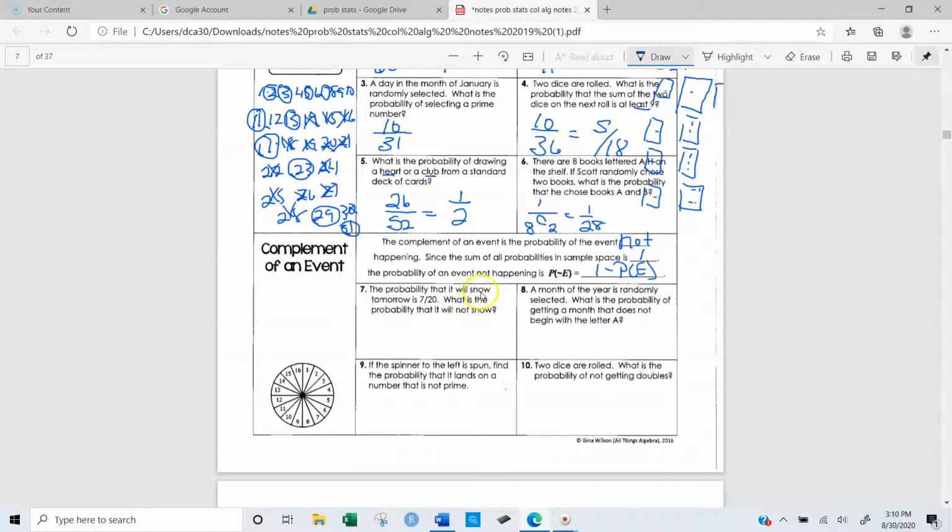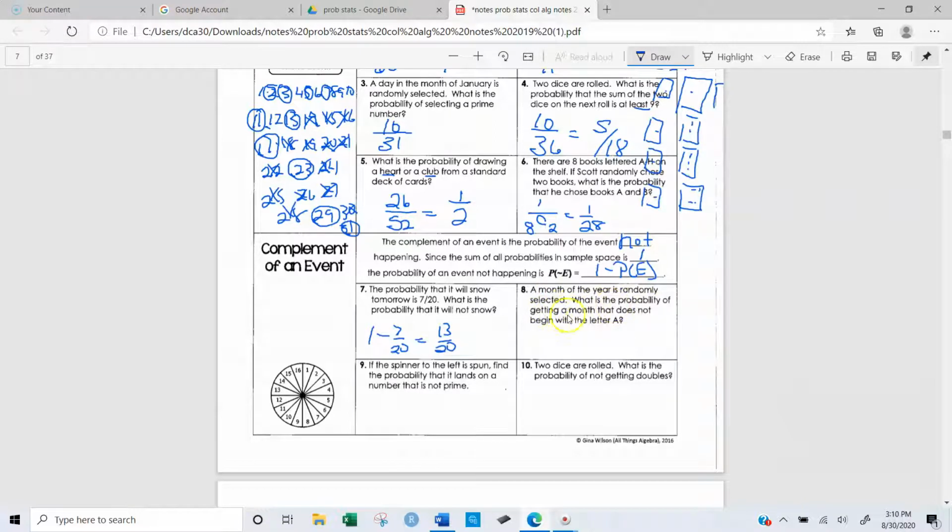So the probability that it will snow tomorrow is 7/20. What's the probability that it will not snow? Well, that's the exact opposite. So 1 minus 7/20 is, so there's a 13 out of 20 chance that it will not snow. Okay, try your 3.